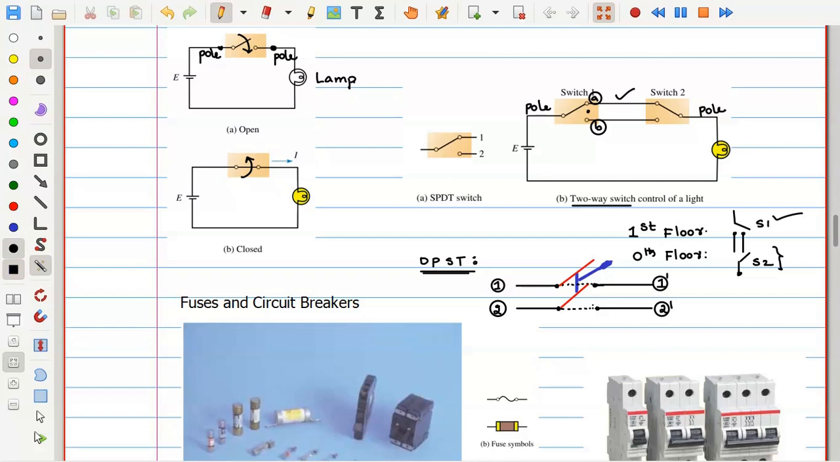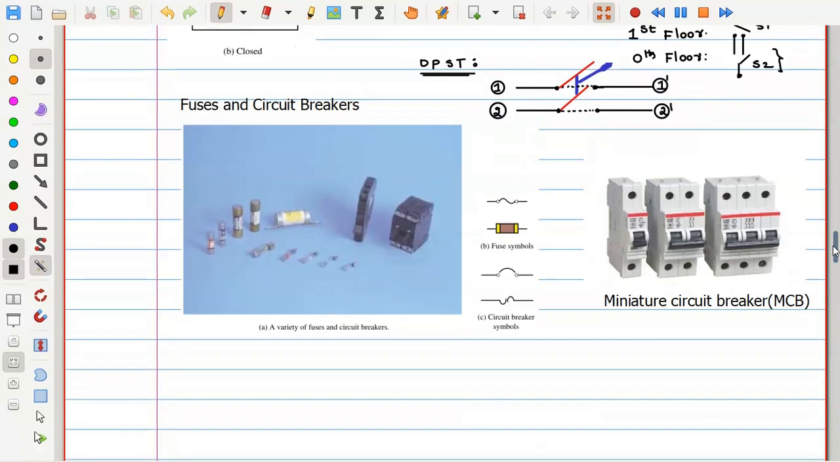You can either turn it on or off. Only these two options are available, but in a single throw you can make the two poles' connection. That is line 1 and line 2. Okay, so many things like that are there, and let me introduce some more terminology.